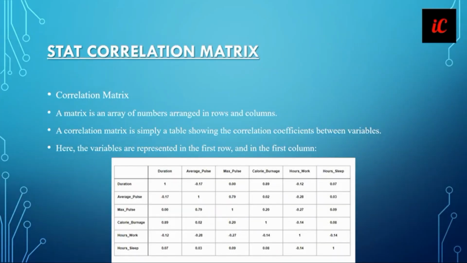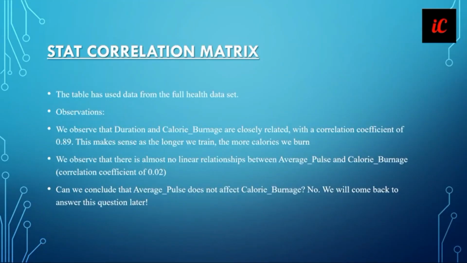Today we are going to study about the correlation matrix. What is a correlation matrix in data science? A matrix is an array of numbers arranged in rows and columns. A correlation matrix is simply a table showing the correlation coefficients between variables. Here the variables are represented in the first row and the first column. On screen, you can see that the variables are mentioned in the first row and the first column. Fine, so let's see more things about the correlation matrix.